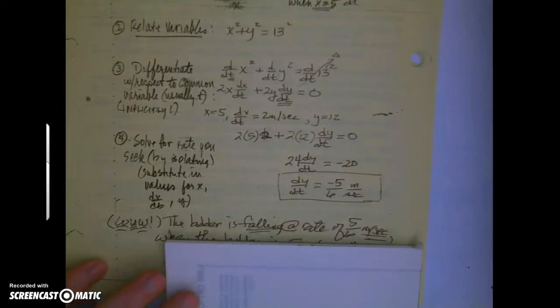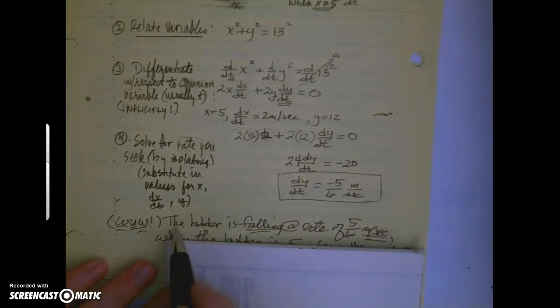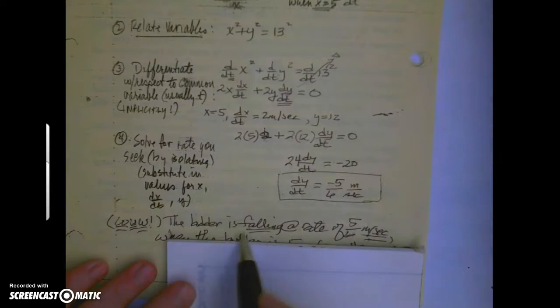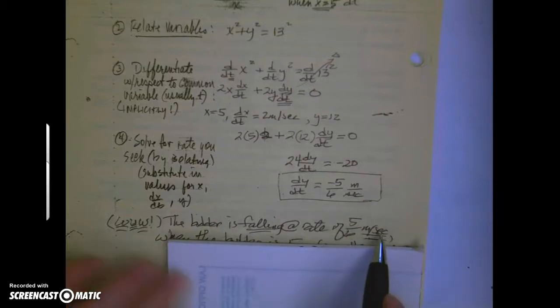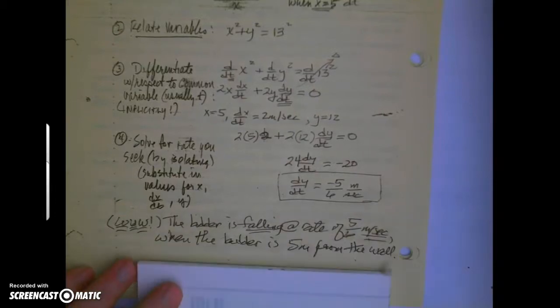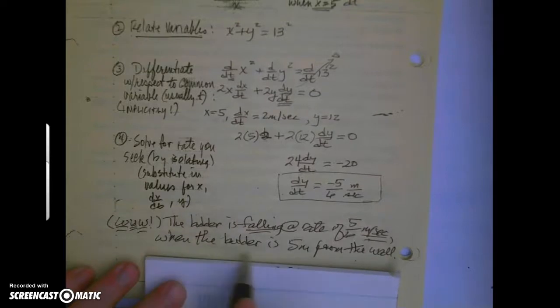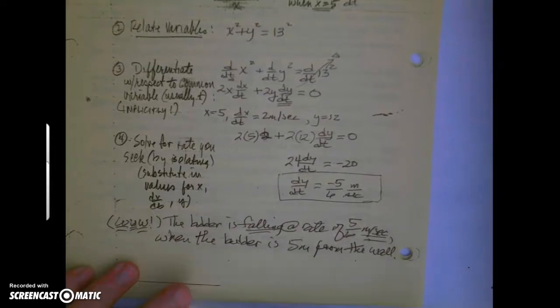So we're going to write out the what part by saying what it is we're trying to find, that the ladder is falling at a rate of, then we put our answer, 5/6, we put our units, which is the U part, and then we put down when it occurs, when the ladder is 5 meters from the wall. WUW. And that's how you'll do the falling ladder problem.